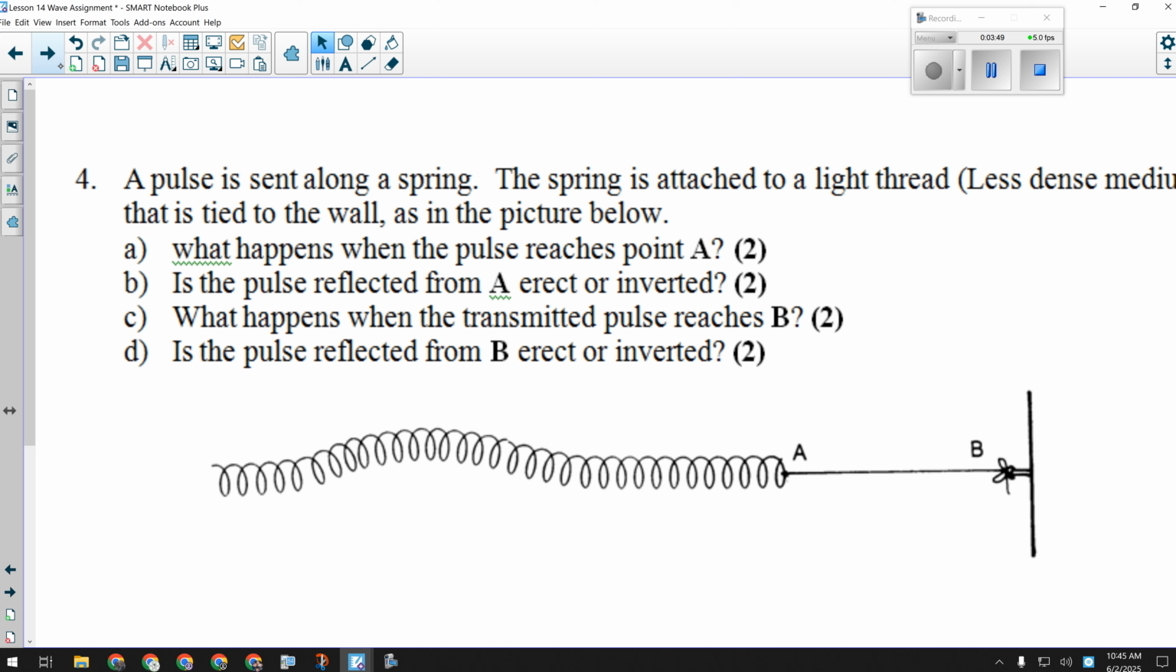So the pulse goes through A and heads to B. It's tied to the wall. Is that a fixed end? Does that represent an infinitely dense medium into which the wave will not travel? So the reflection off of B will be upright or inverted? That'll be inverted. Anytime it's a fixed end, an infinitely dense medium, it's going to reflect back inverted. So that should answer that question. For A, what happens when the pulse reaches point A? Some will be transmitted, some will be reflected. That's true of any boundary.